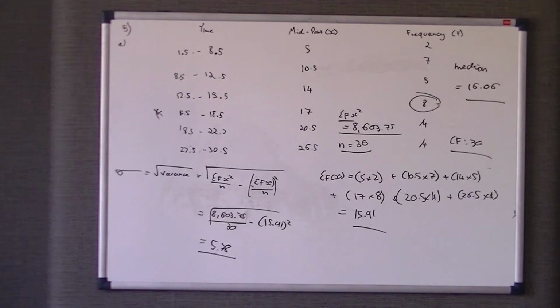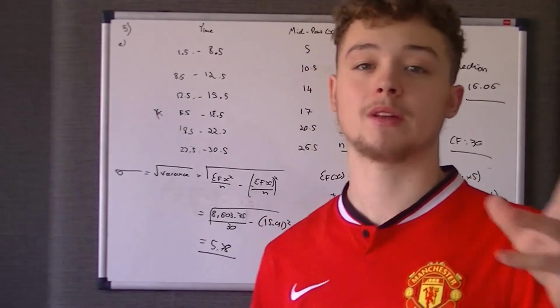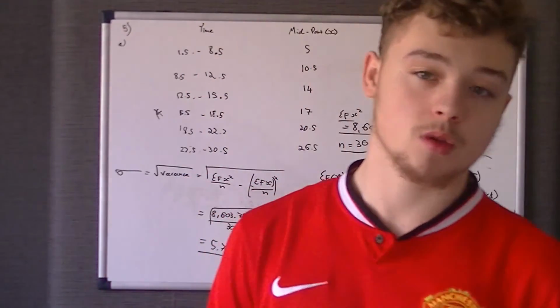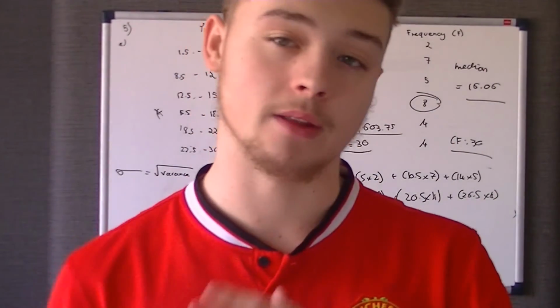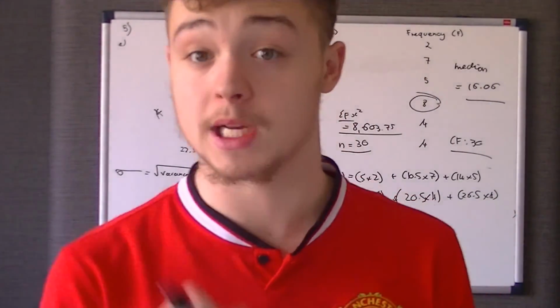So part A asks us about the skewness of the data. Is it symmetrical? It says comment on the skewness of the data. Now the skewness is the distance between the quartile and the median. So it's the distance between the upper quartile and the median, and the lower quartile and the median.